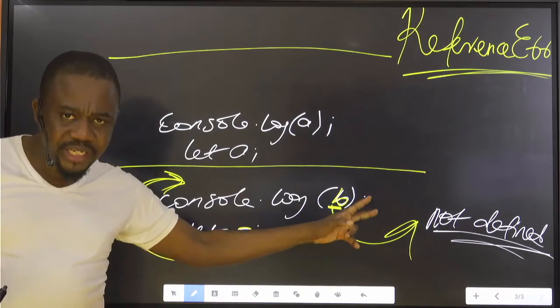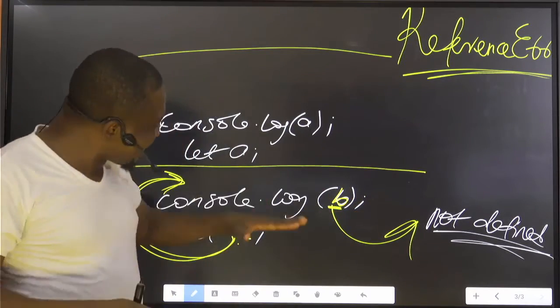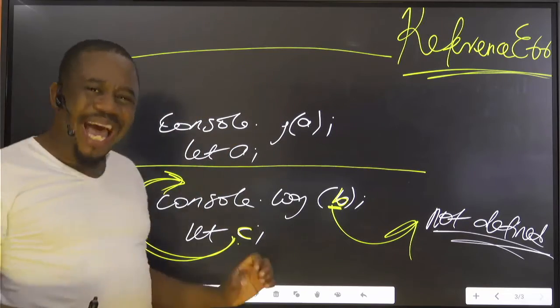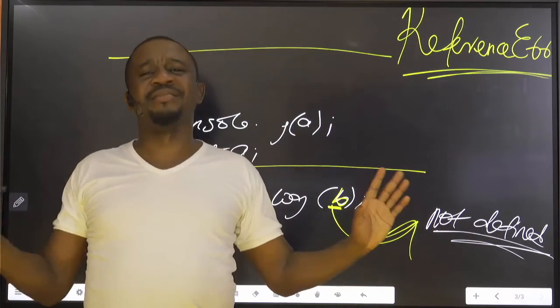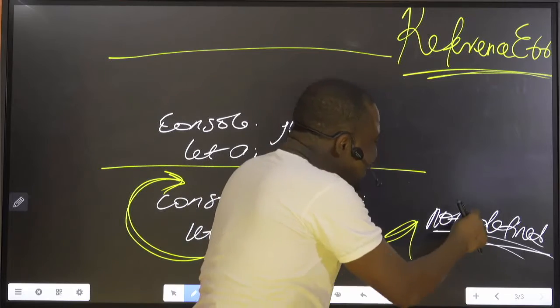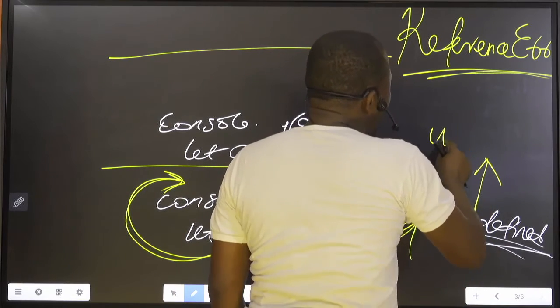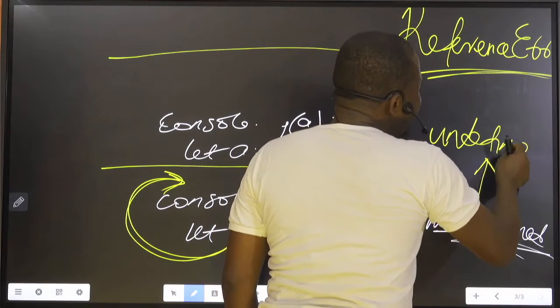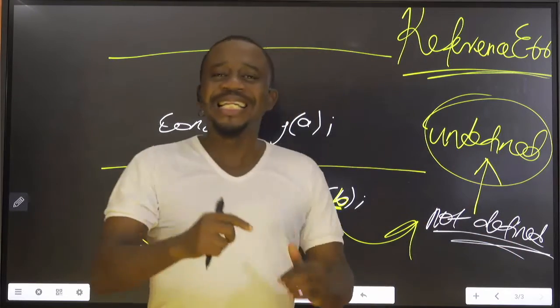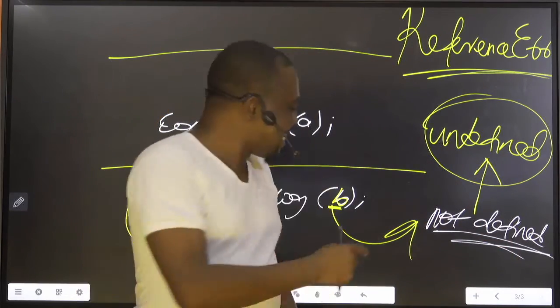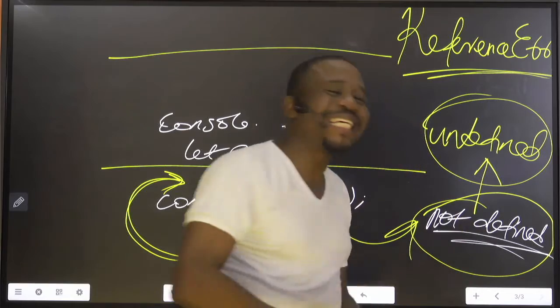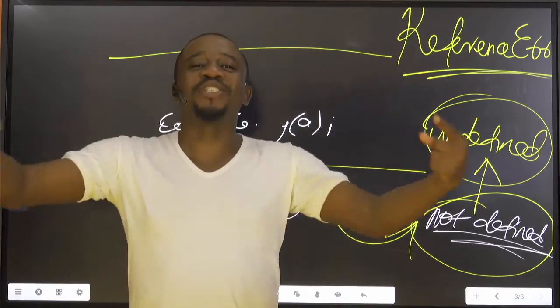Why am I showing you this? Just to let you know that these two things are different. One is not even defined. So not defined is not the same thing as undefined. Undefined refers to the initialization aspect. This not defined refers to the declaration aspect.